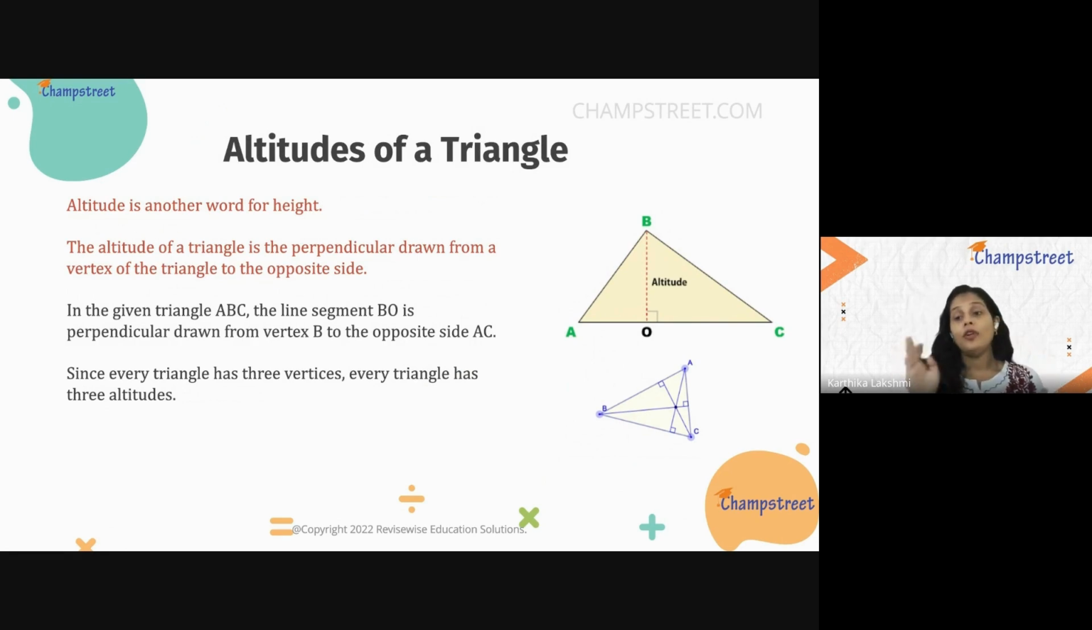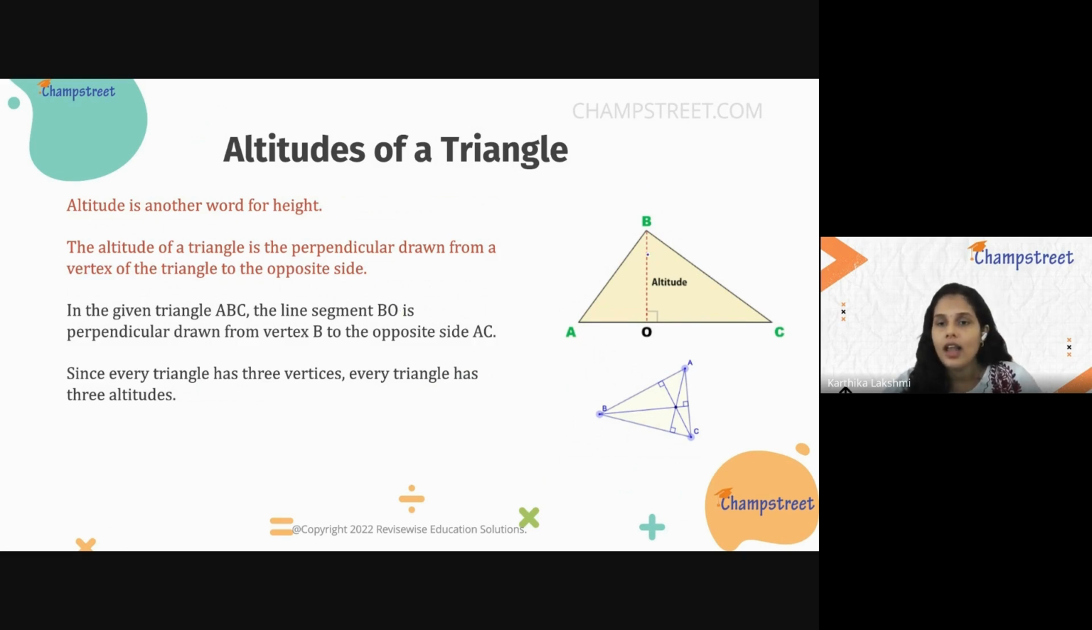You have to be very careful while dealing with this section because maybe some of the students will be confused about altitude and median. So I'll clearly say what the difference is. Altitude is another word for height.